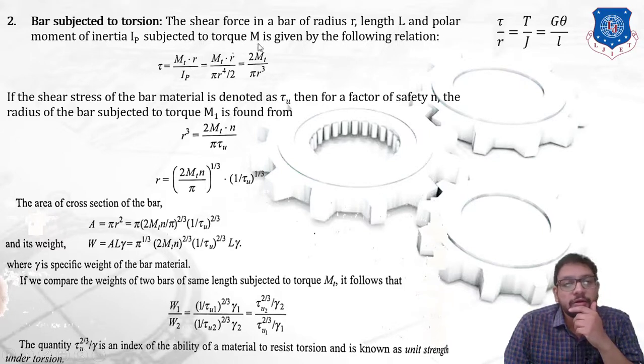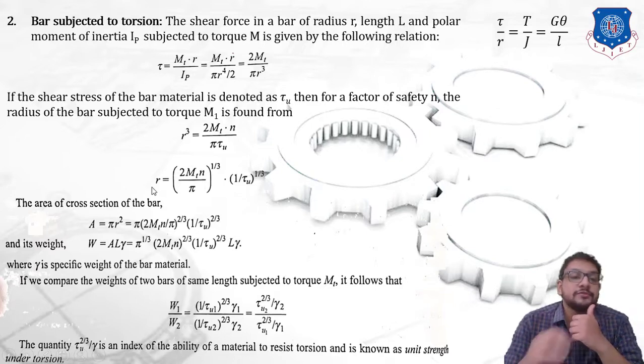Now from this equation finally we are going to make r the subject. In the next line you can see, if the shear stress of the bar material is denoted by tau u, that is tau ultimate, and we take factor of safety small n, then the radius of a bar subjected to torque Mt is found from this equation. So r cube equals 2 Mt n upon pi into tau u. Making r the subject, r is equal to the cube root of 2 Mt n by pi into 1 upon tau u, raised to 1 by 3. Okay, this is our final equation for the radius of a bar.